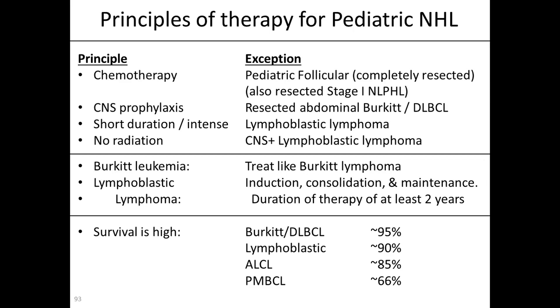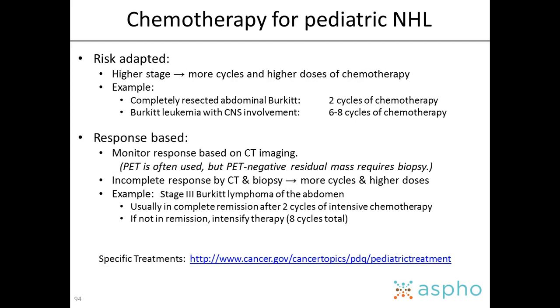Again, Burkitt's leukemia, treat like Burkitt's lymphoma. Lymphoblastic lymphoma, you treat like leukemia. Survival is very, very high for all, but the worst being primary mediastinal B-cell lymphoma. Chemotherapy is risk adapted. Higher stage get more cycles of chemotherapy and higher doses of chemotherapy.